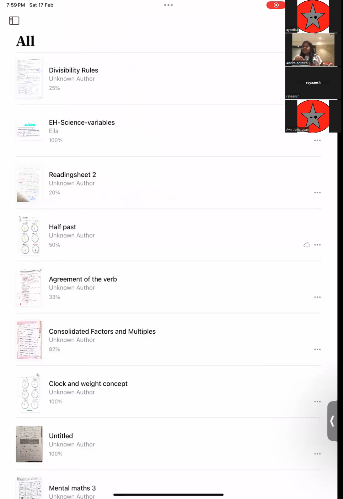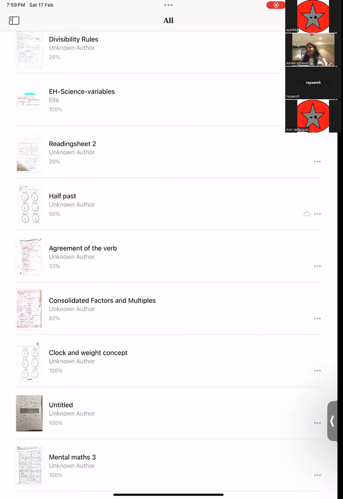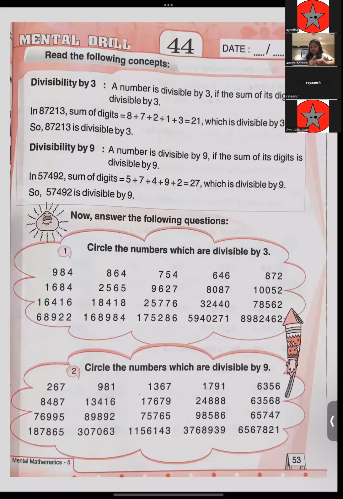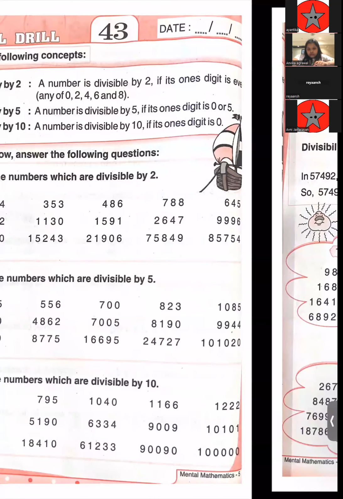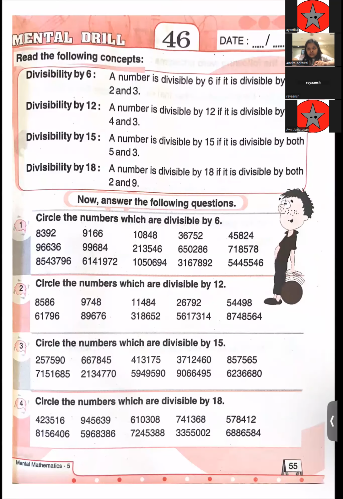Okay, see. Here they're talking about 2, 5, 10. We have covered that. 3 and 9 we have covered. 4 and 8 we have covered. Now see, 2 and 9. Reyansh, Anvika, Ayantika, a number is divisible by 18 only if it is divisible by both 2 and 9. Can you see that? Yes, ma'am.